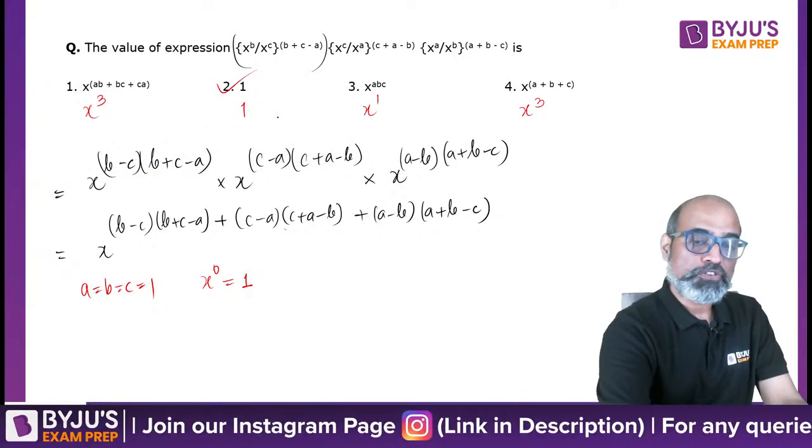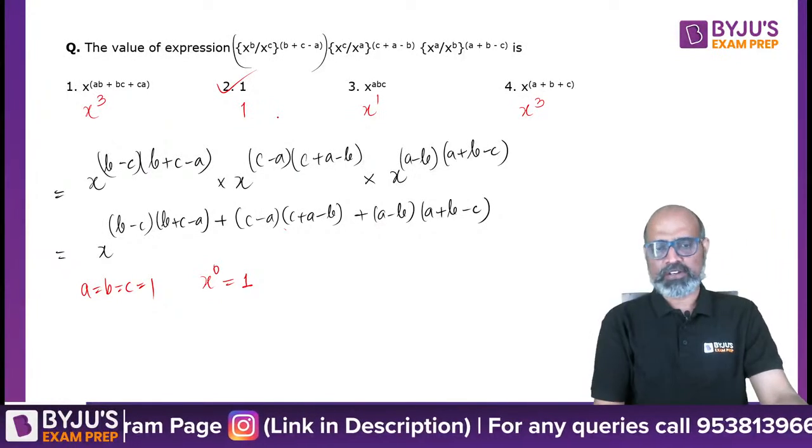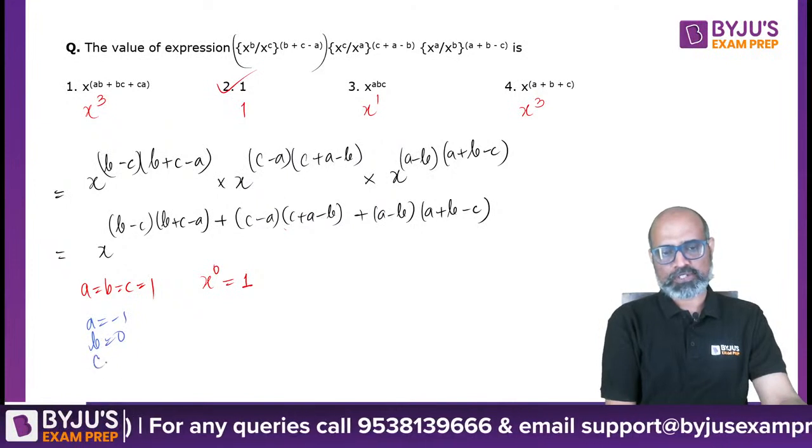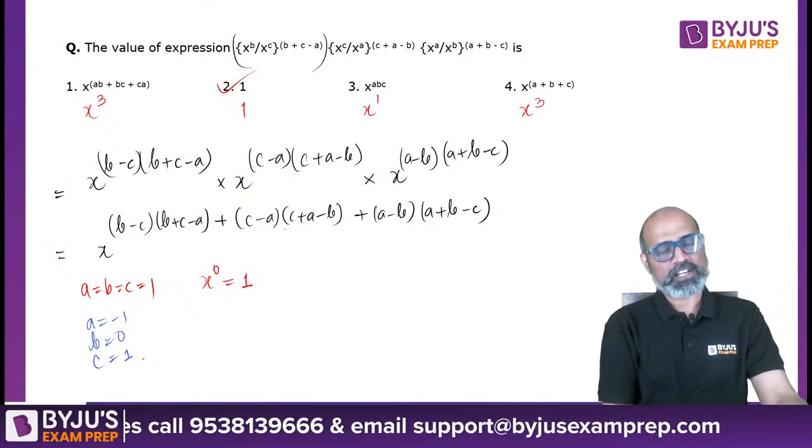But if you are not confident enough, take some other values of A, B, C. So suppose A is minus 1, B is equal to 0, C is equal to 1. Take it like this.